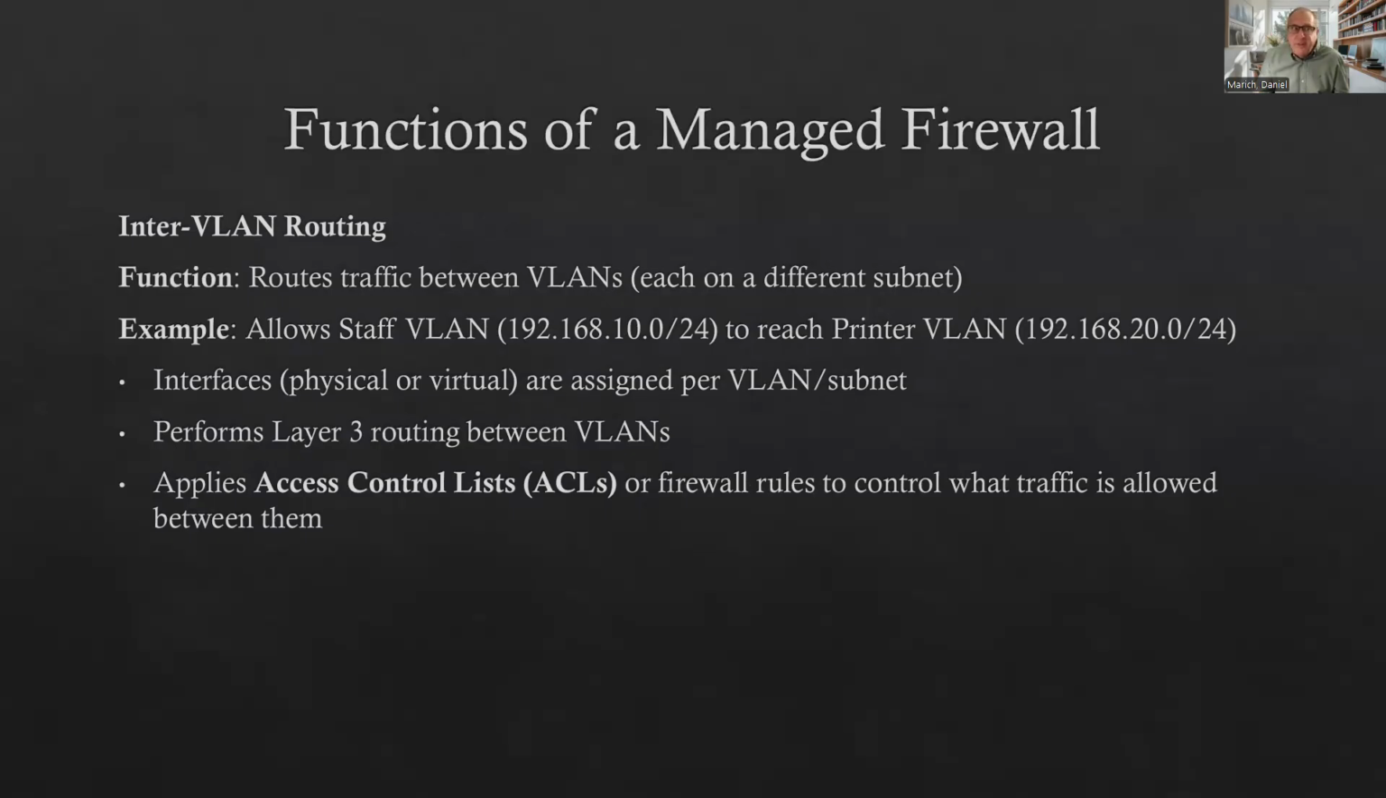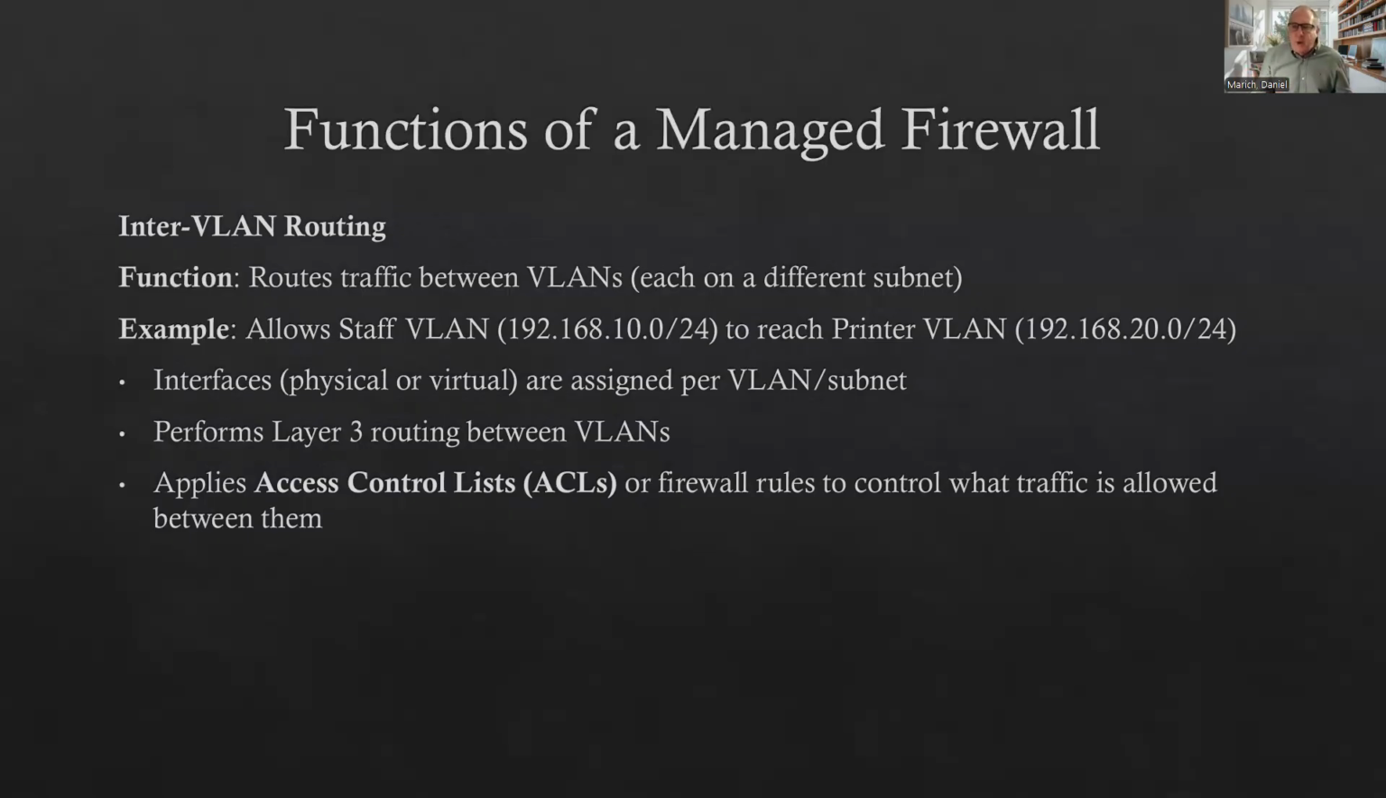Then we have our inter-VLAN routing. This has to happen at layer 3. As I was explaining earlier, you can have a layer 2 switch that can assign VLANs to specific ports, but the actual VLAN routing has to be handled by your managed router. In this case, we're using a managed firewall, which also handles our routing.